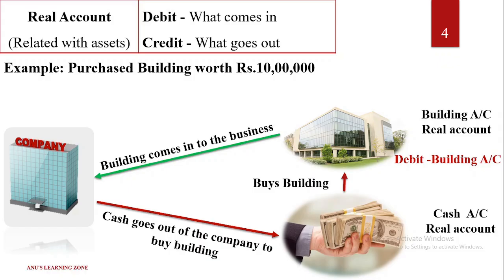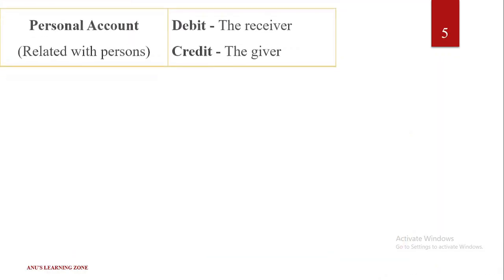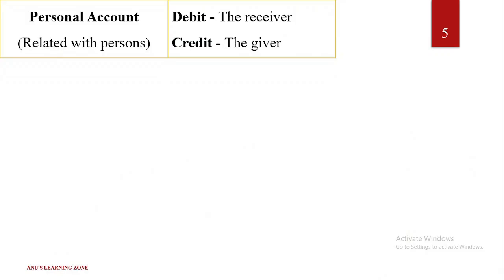The asset named cash goes out of the business in order to purchase the building. So we have to credit the cash account. Moving on to the next type, that is the personal account. As the name suggests, it is related with persons or individuals, and the rule says that we have to debit the receiver and we have to credit the giver.